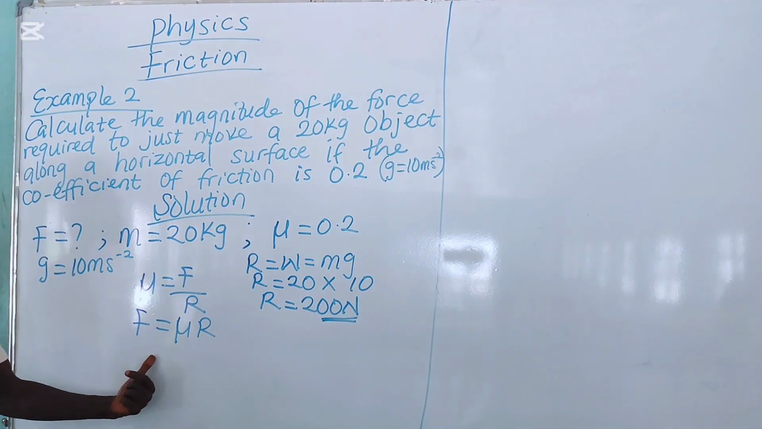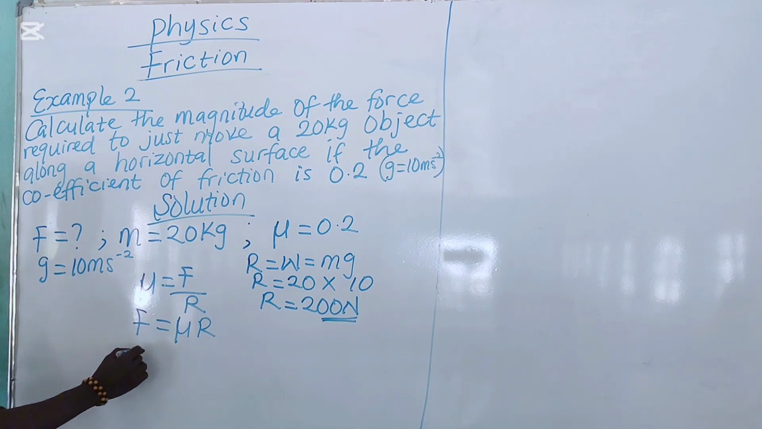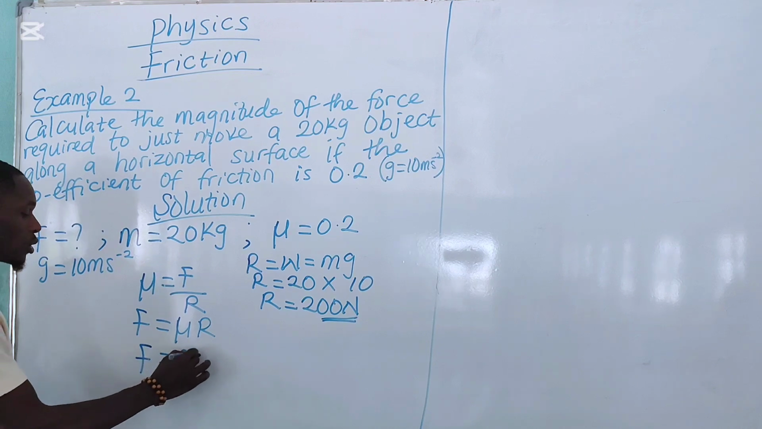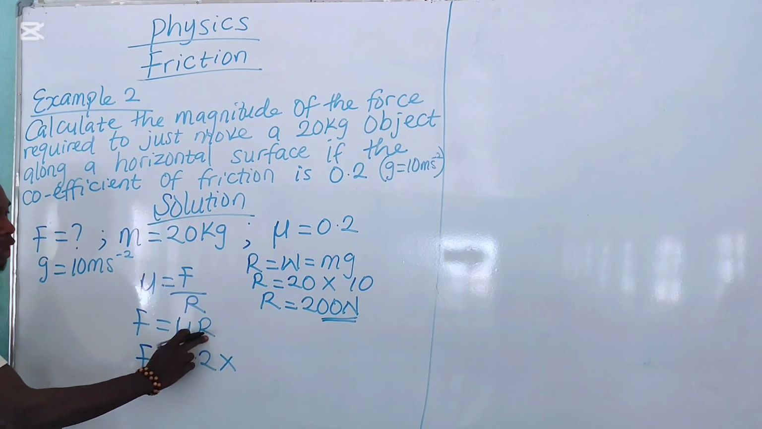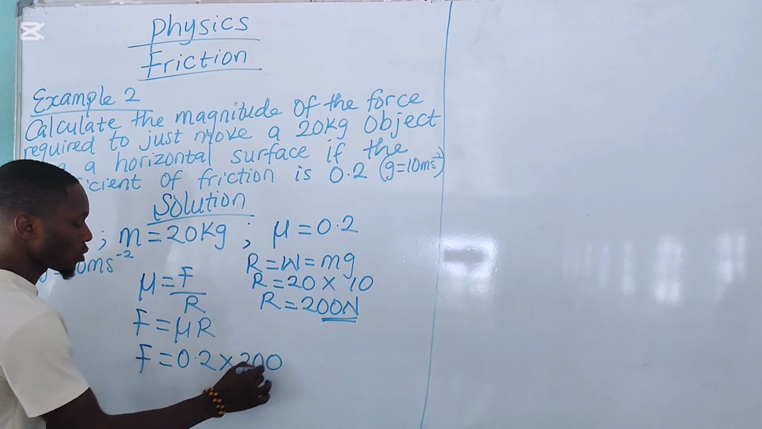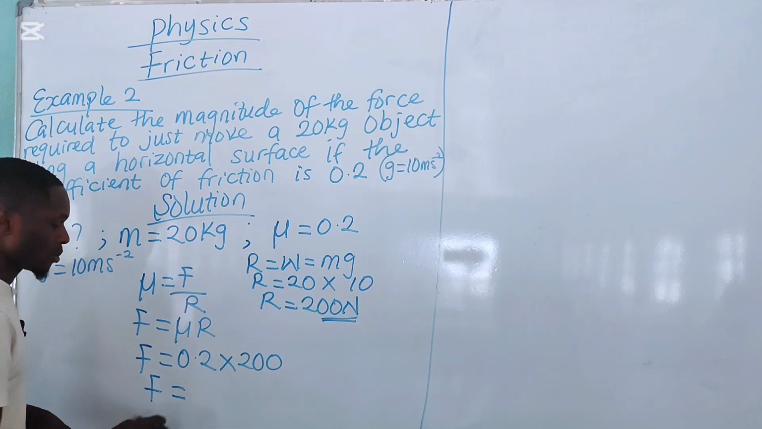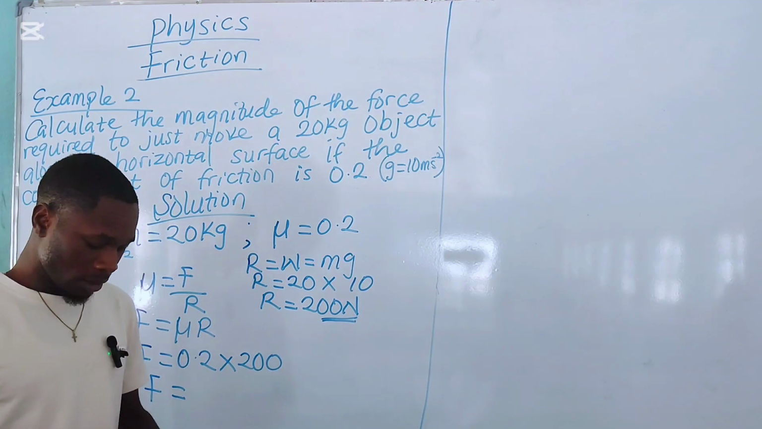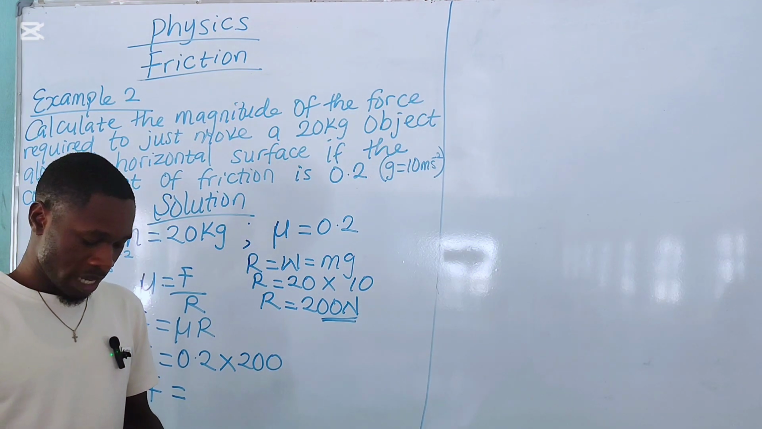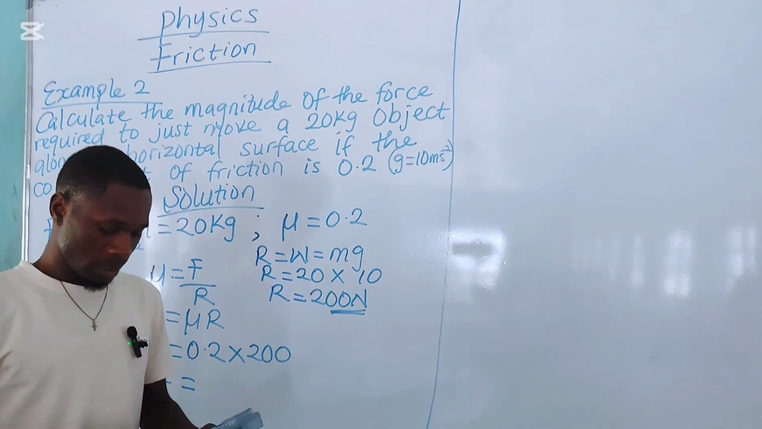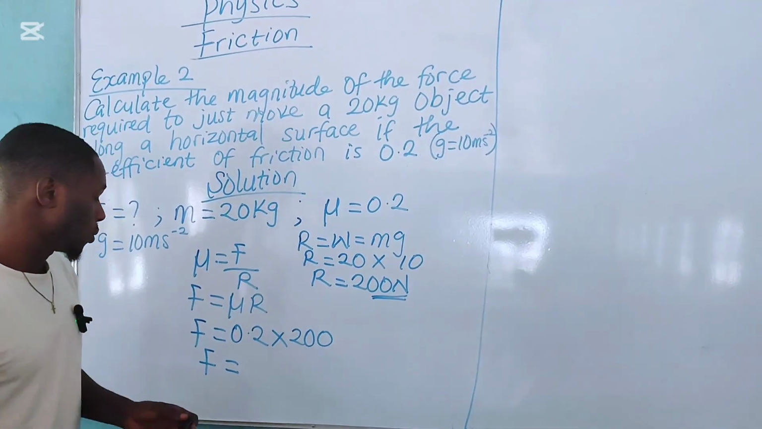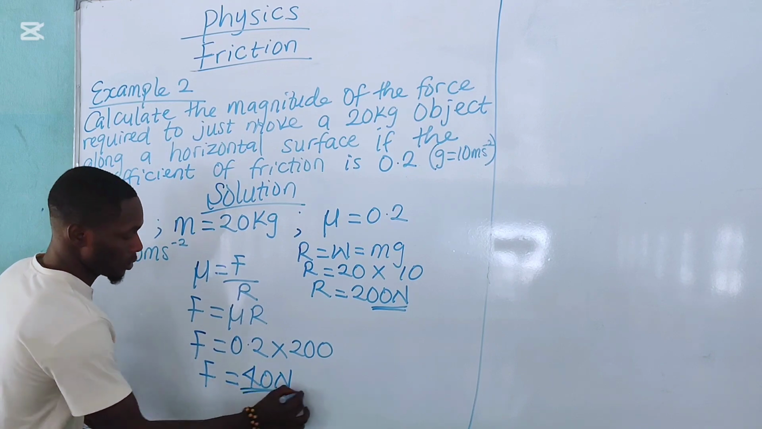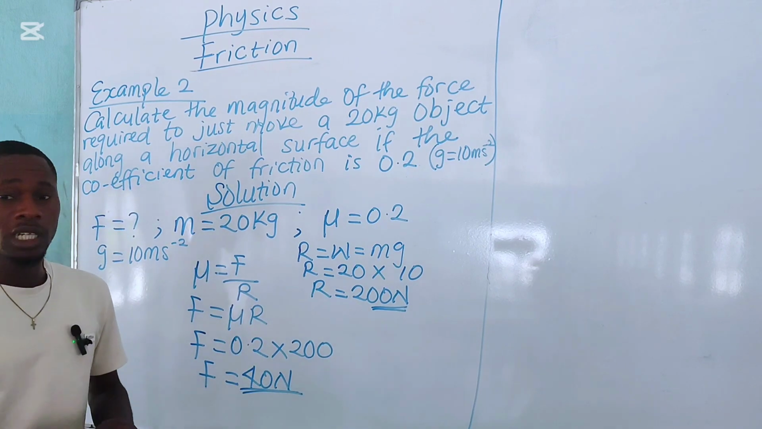So let's go and substitute to find the frictional force. So our frictional force becomes the coefficient of friction, which is 0.2, times the normal reaction, which is 200. So frictional force becomes 0.2 times 200. So I will use my calculator. 0.2 times 200 gives me 40. So frictional force will be equal to 40 Newton. So this gives us the frictional force.